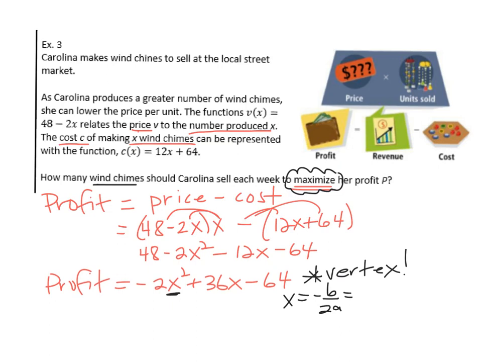B is 36, so with that negative out in front, it makes it negative 36. 2 times a is negative 4. We end up with negative 36 over negative 4. So how many wind chimes should we sell to maximize profits? We should sell a total of 9 wind chimes. We'll do that final problem tomorrow in class.